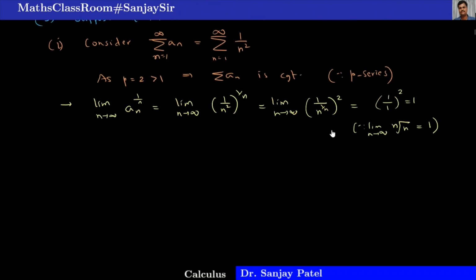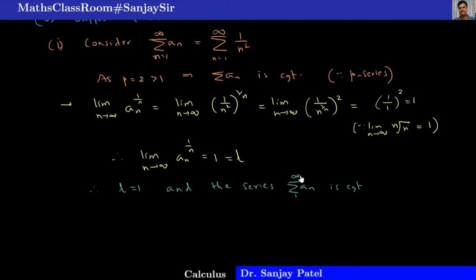So what we have proved here is, in this case, the limit as n tends to infinity of a_n raised to 1 upon n is equal to 1, that is L. So L is equal to 1 and the series is convergent. Thus L is equal to 1 and the series sigma a_n is convergent. So this is the first case or first example. Let us consider another example.